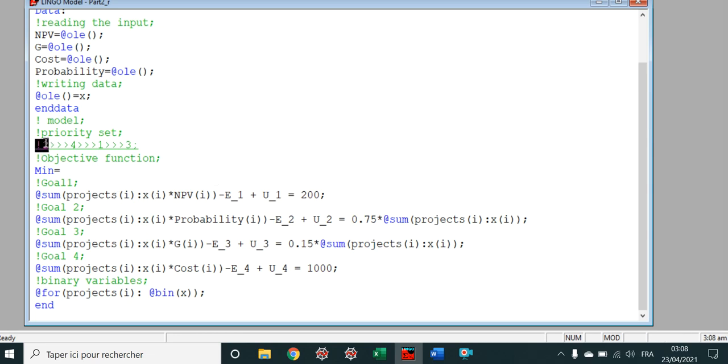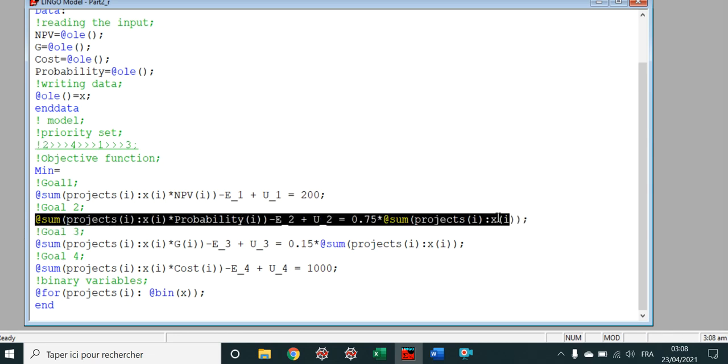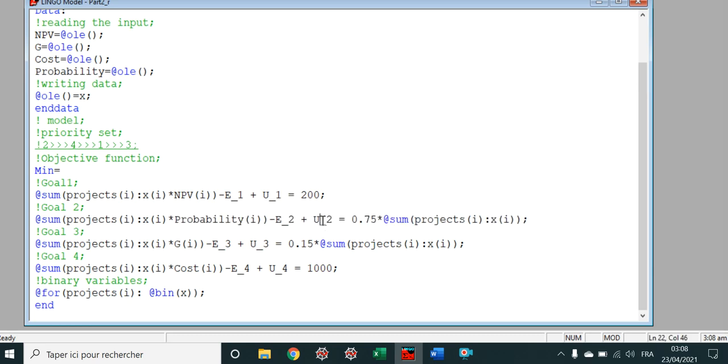Okay, so here in this priority set, the second goal has the top priority. It is the most important one. So this goal has the deviational variables E2 and U2. This is the probability of success goal. So we want to minimize the shortage.